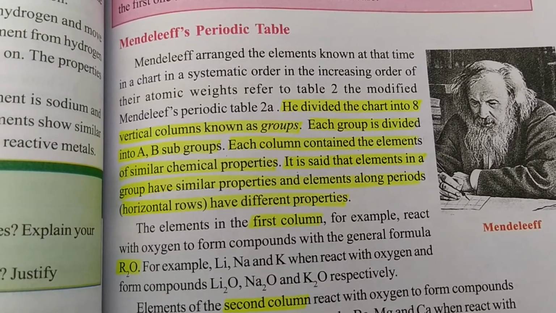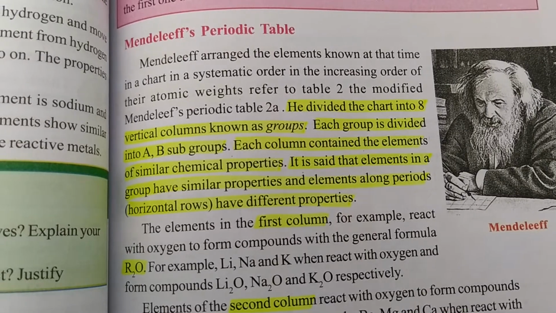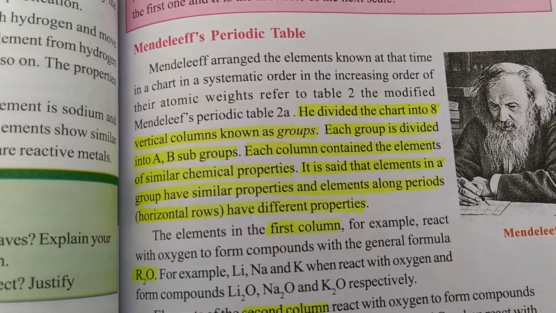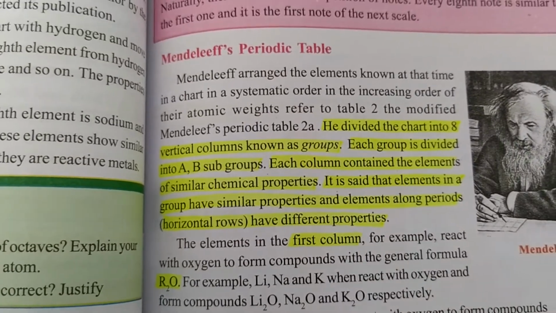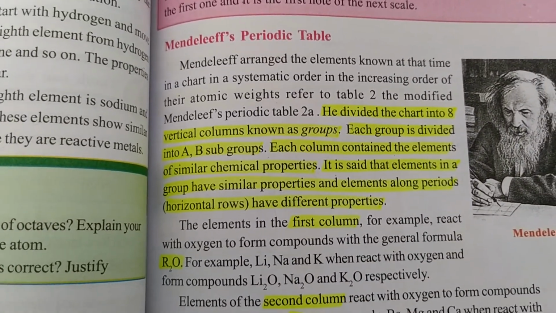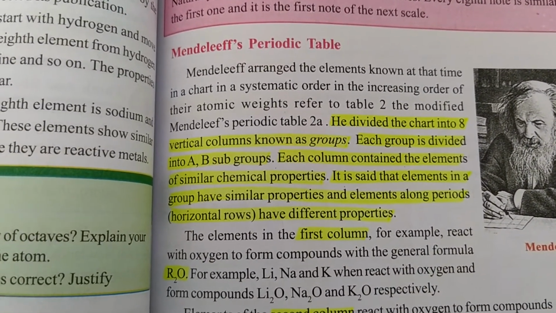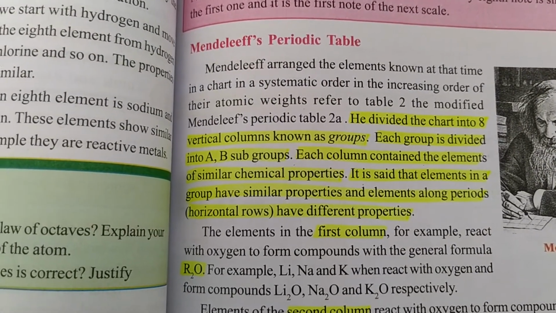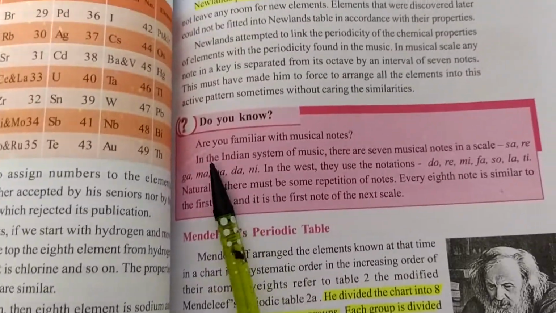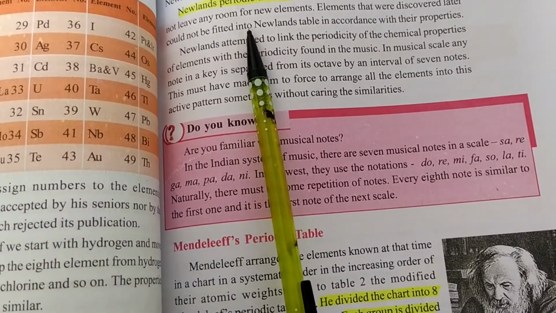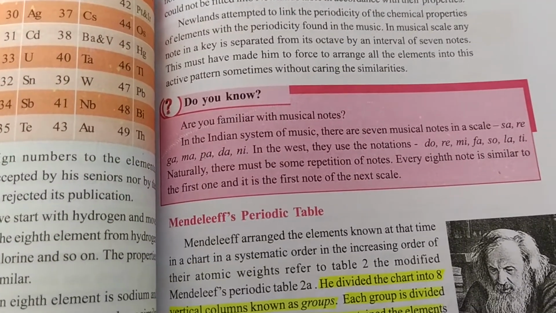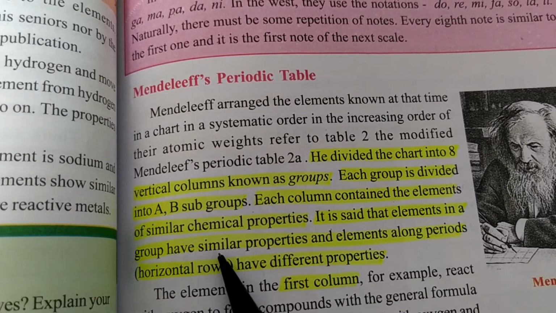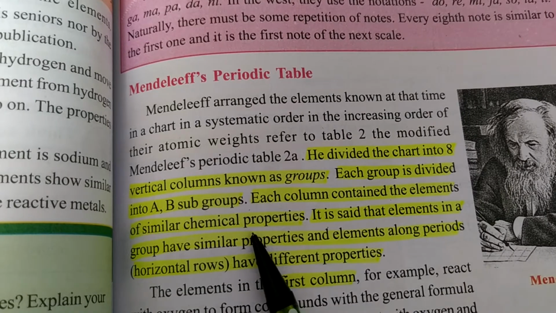In the previous video, students, we finished up to Newlands' table of elements. Now we are going to discuss the next topic, Mendeleev's periodic table. You know why Mendeleev gave a periodic table? To overcome the drawbacks of Newlands' periodic table, Mendeleev gave a periodic table.